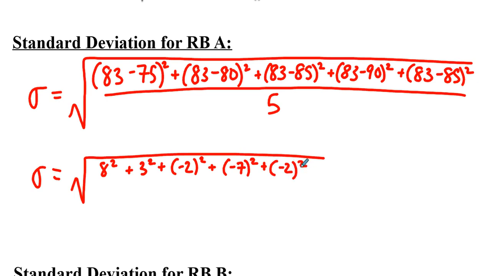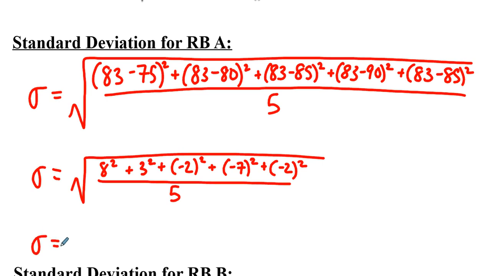Now watch, if I didn't square these, look, 8 and 3 is positive 11, negative 2, negative 7, and negative 2 is negative 11. If I don't square, these are always going to add up to be 0, because half are above and half are below. And if I just want to talk about distance away from the average, distance is always positive, so I'm going to square all those values. That's what will make them positive. Then I divide by the fact that there were 5 measurements.